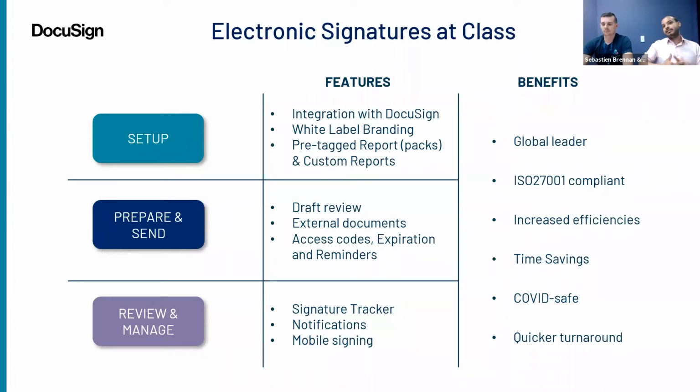All of this just leads into the obvious benefits. You're going to go with a global leader in DocuSign by partnering, by going with the Class solution. It's also ISO compliant, so there's peace of mind there, and obvious time savings and efficiencies that come with it. Not to mention a COVID-safe way of doing business, especially in the current times. It's becoming more and more relevant.